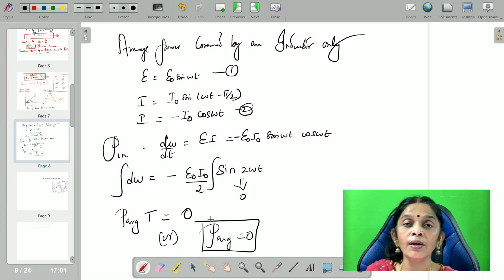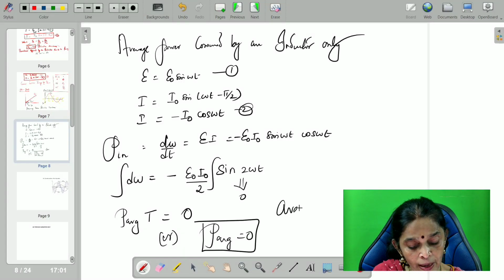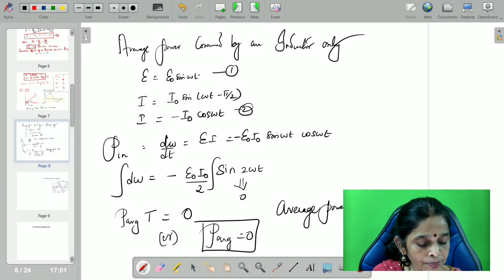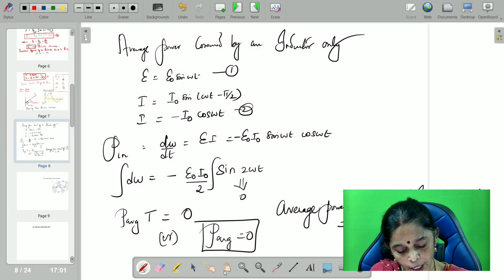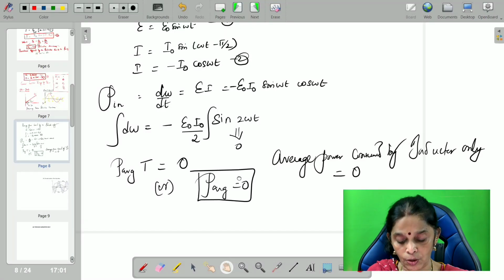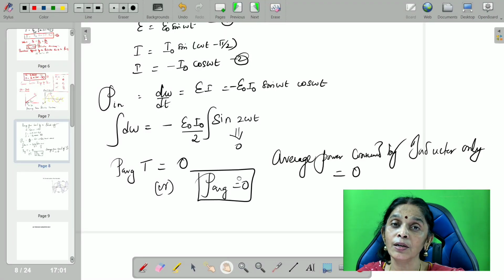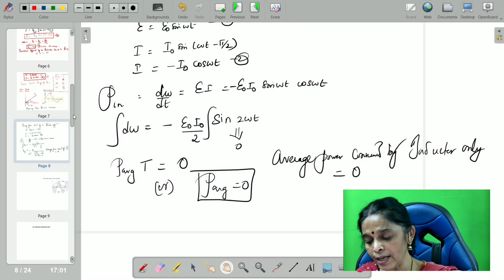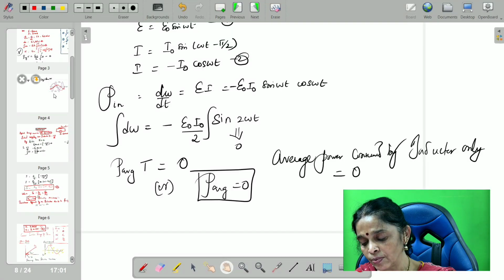What do you mean by that? Average power consumed by an inductor only is 0. Average power consumed by inductor only is equal to 0. Can I go to the next? Hope you understand. For that only the graph was given, this graph.